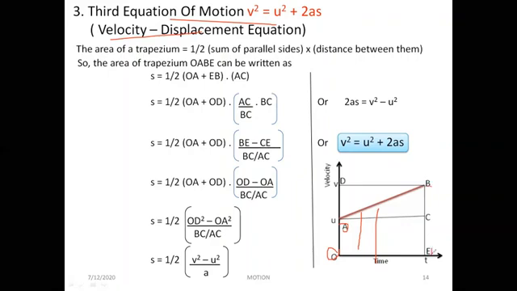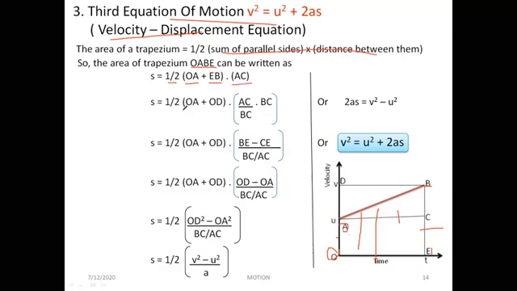To find the area of trapezium, we have the formula 1/2 into sum of parallel side into distance between them, ठीक है. ये फॉर्मूला हम लोगों को पहले से पता है. To find the area of trapezium OABE, we can write it as 1/2 into OA plus EB, ठीक है. OA, that is the first parallel side, and BE, that is the second parallel side, and the distance between them is AC. So we will multiply it by the distance between them.